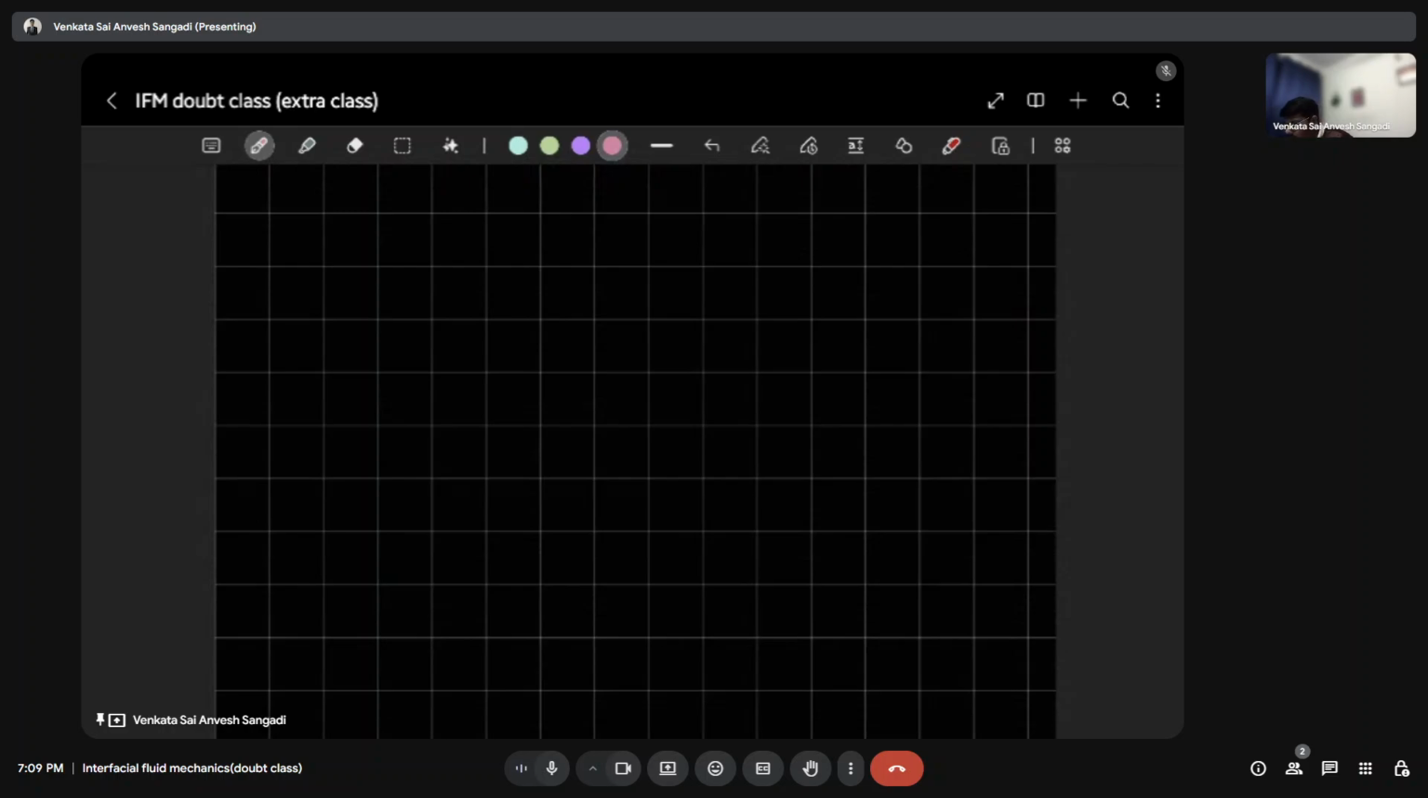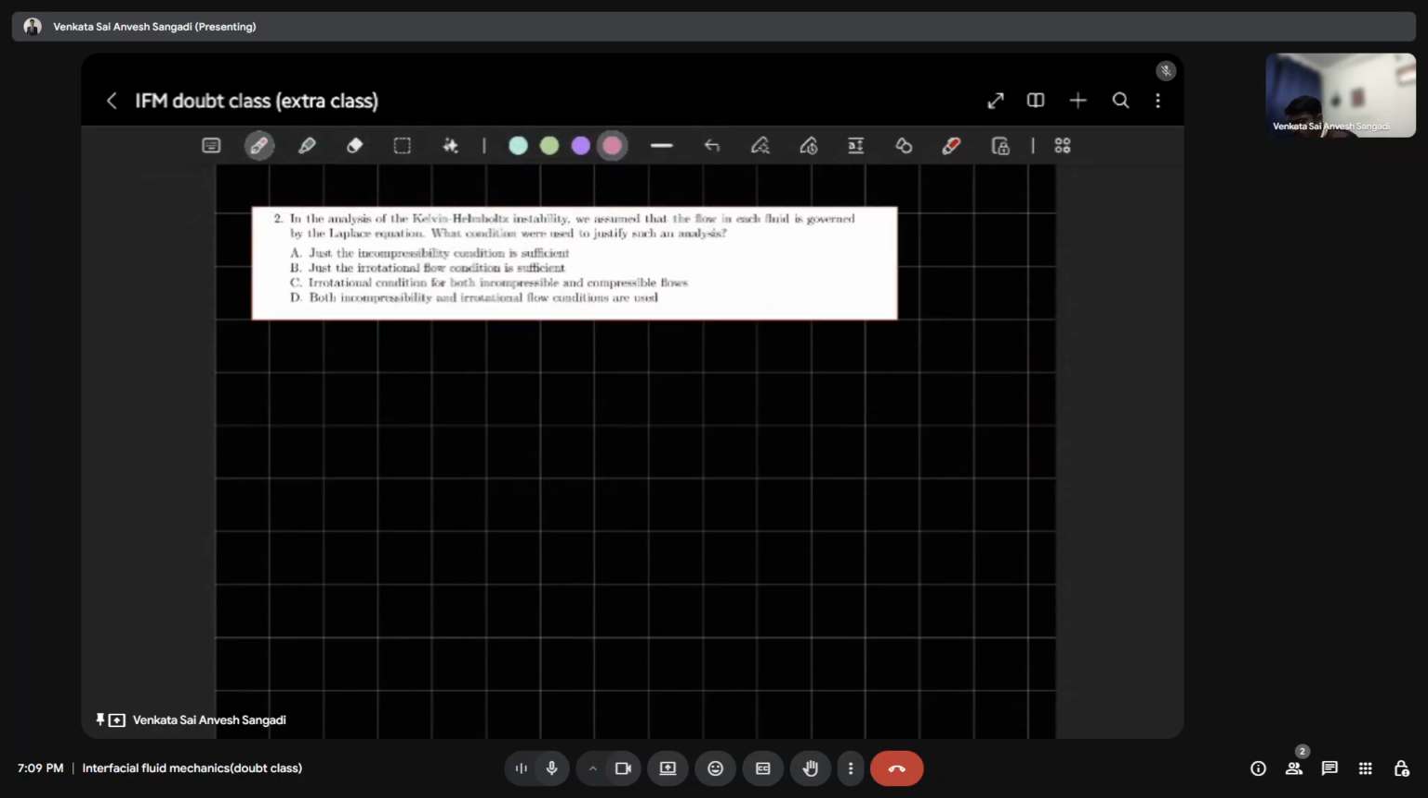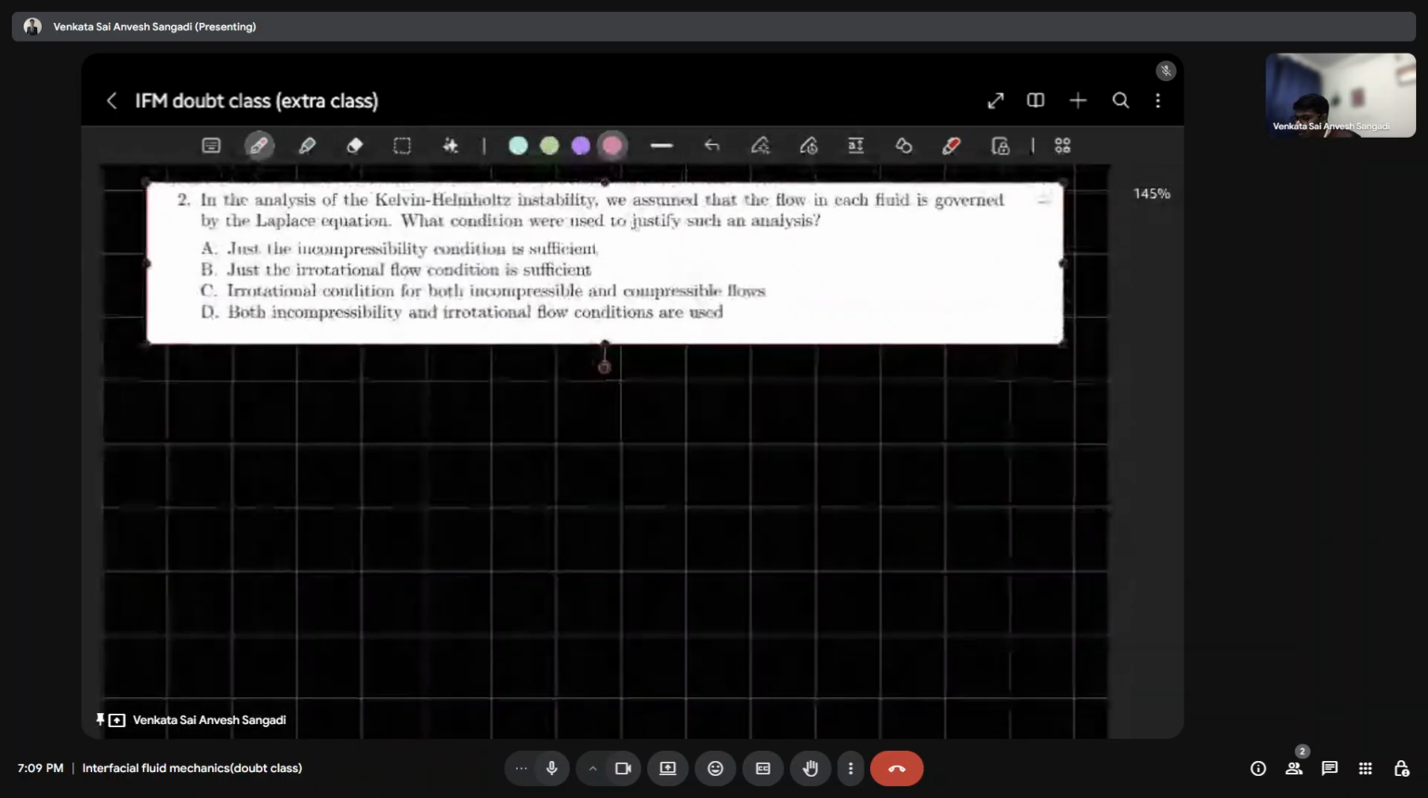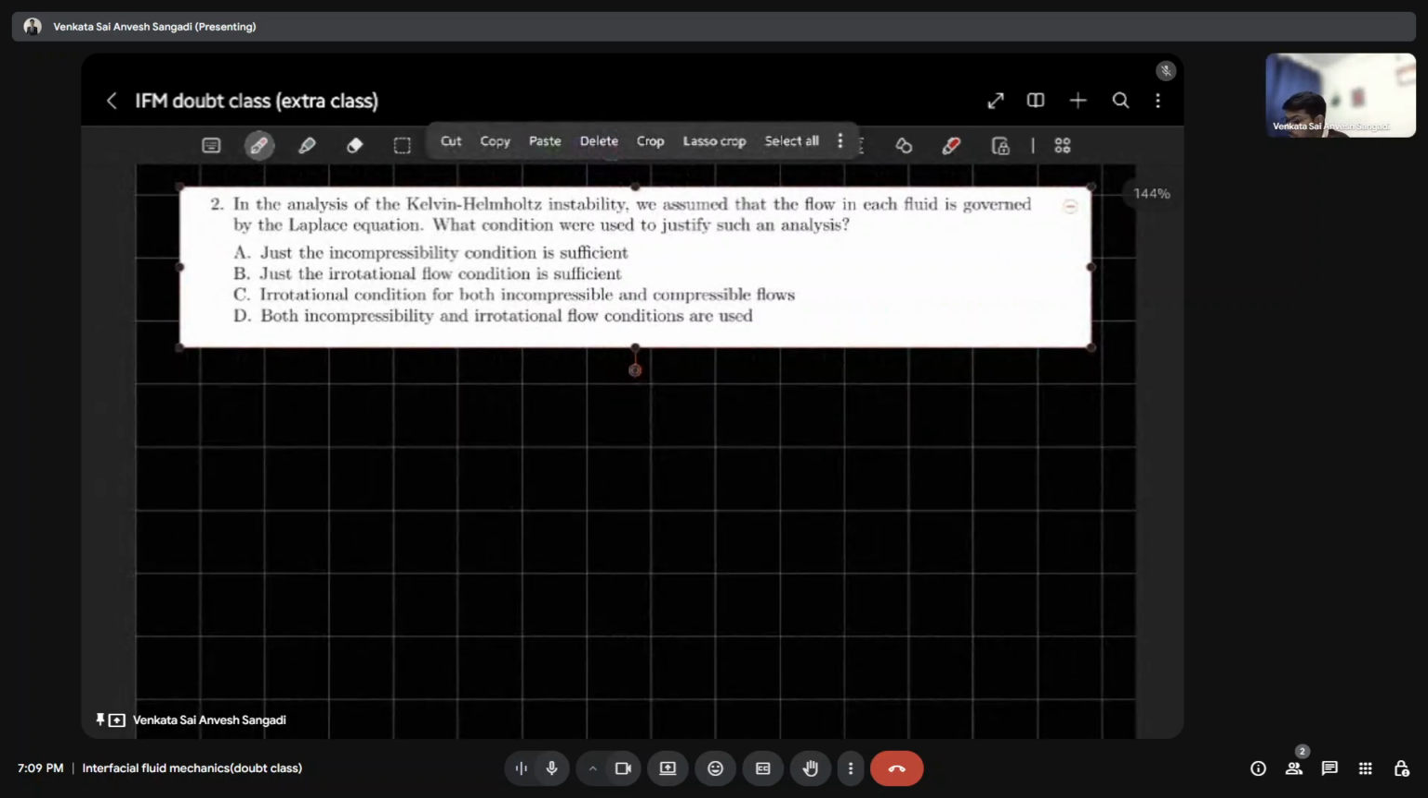Let's go to the next question. The next question says, in the analysis of Kelvin-Helmholtz instability, we assume that the flow in each fluid is governed by the Laplace equation. What conditions are used to justify such an analysis?